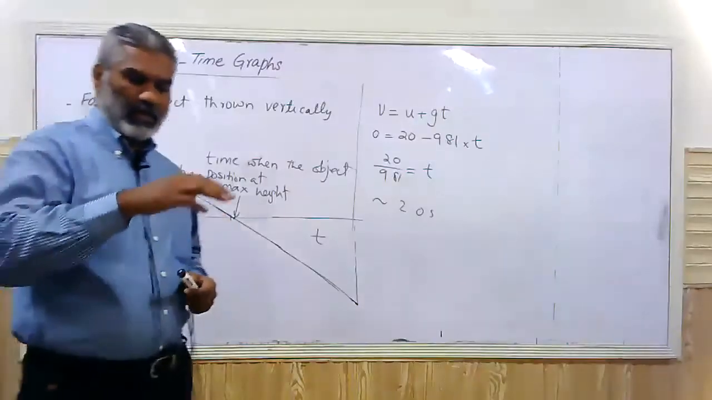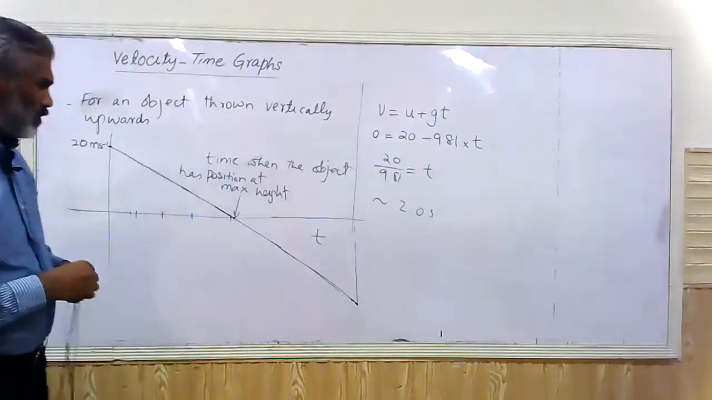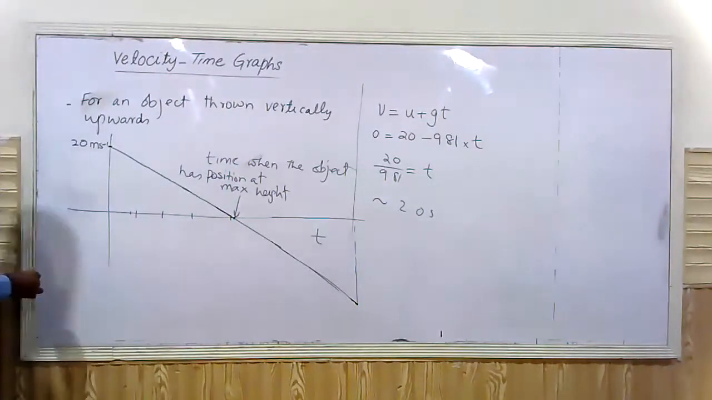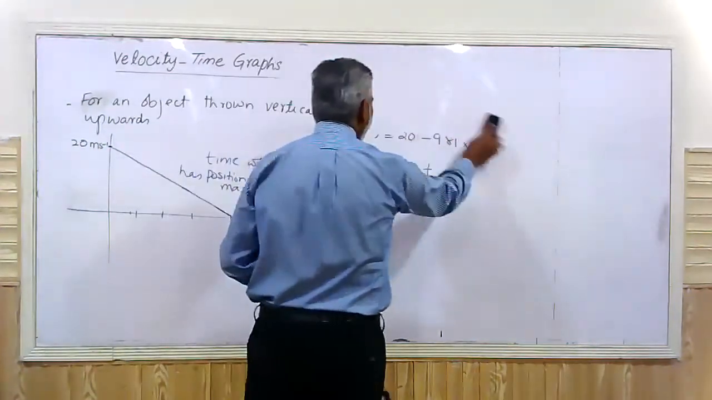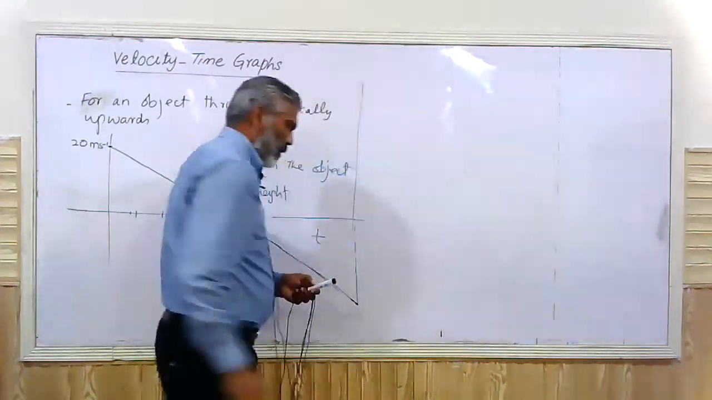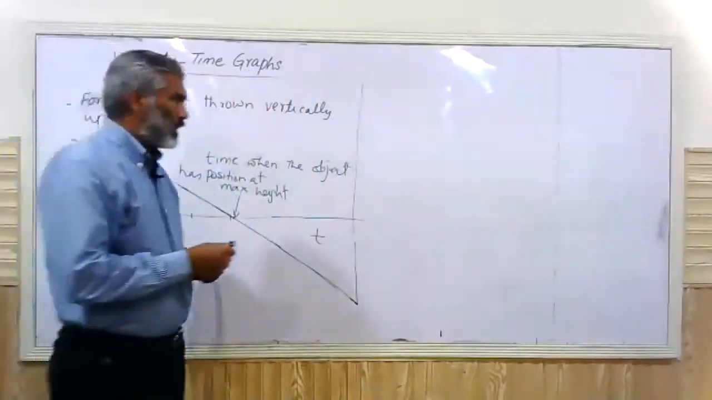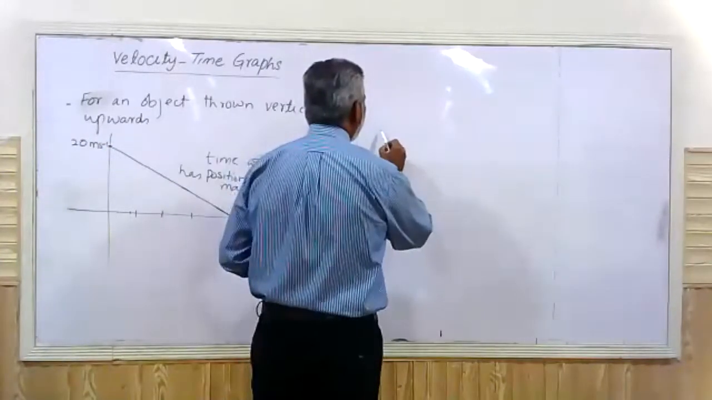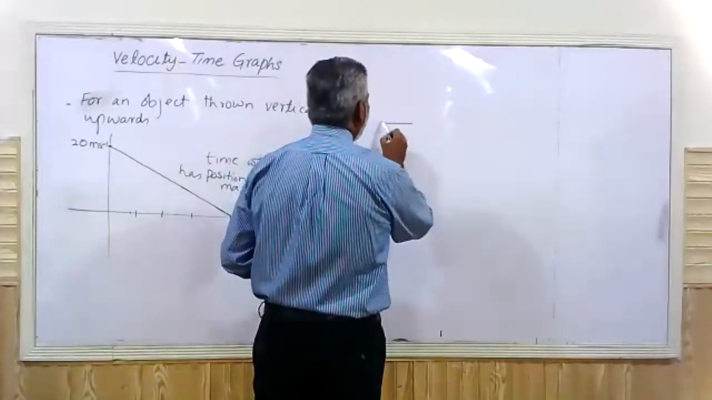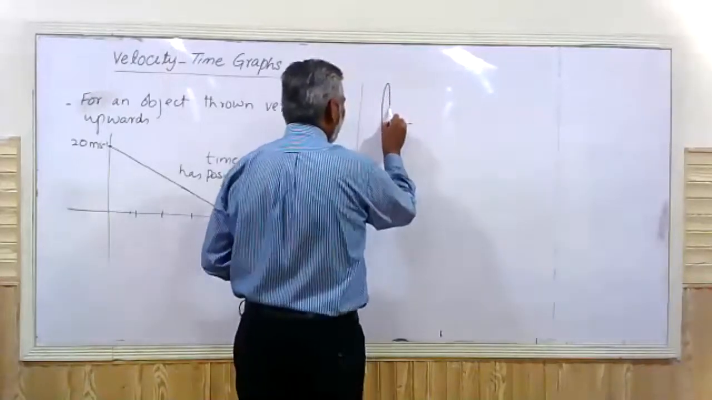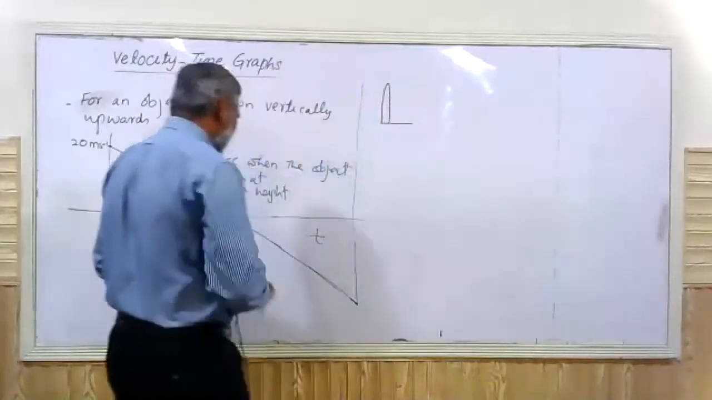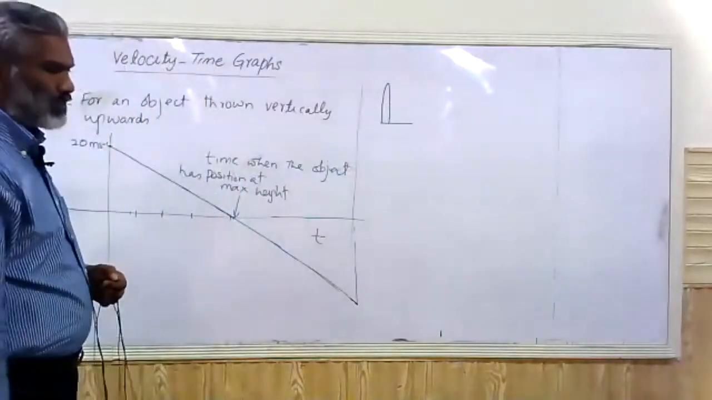It's the ground. If the object is thrown at this height and it comes back to the same level, this is the kind of graph we expect.